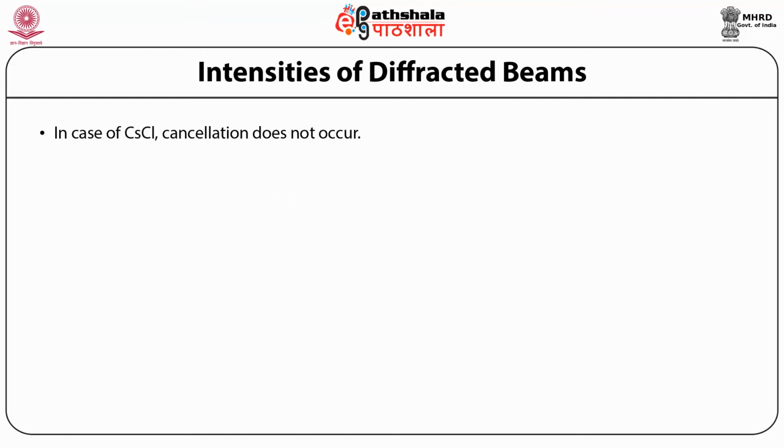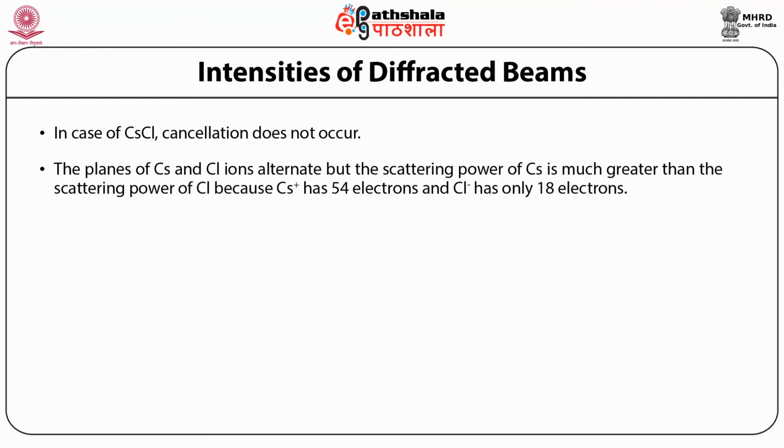In the case of cesium chloride, or CsCl, cancellation does not occur. The planes of cesium and chlorine ions are alternate, but the scattering power of cesium is much greater than the scattering power of chlorine because Cs plus has 54 electrons and Cl minus has only 18 electrons.